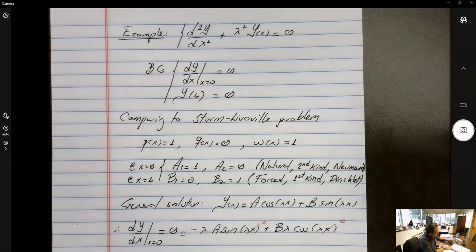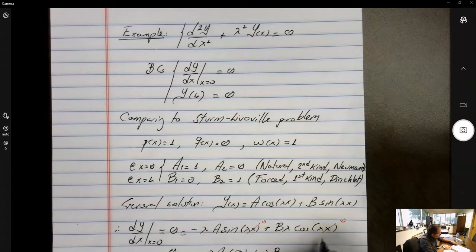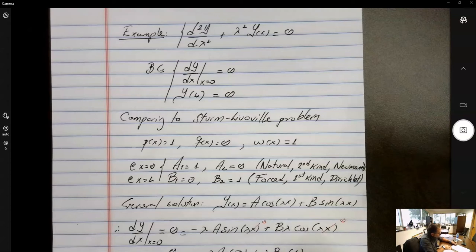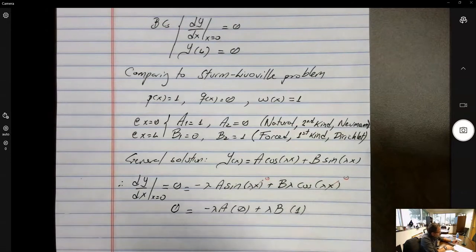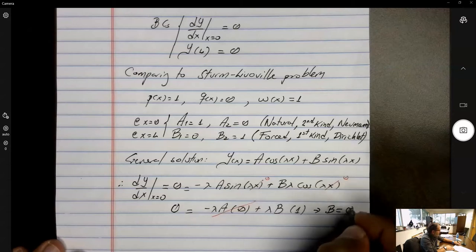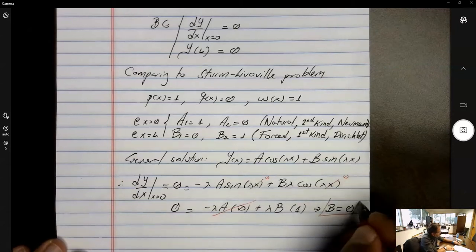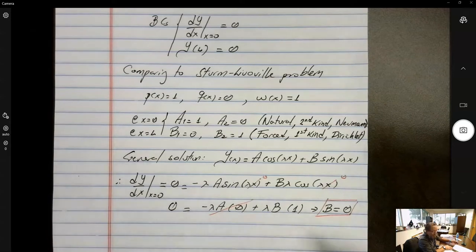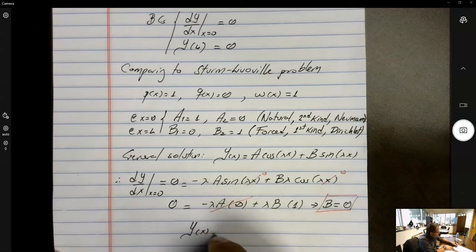So this will be 0 is equal to minus a lambda times the sine of 0, which is 0, plus lambda b times the cosine of 0, which is 1. So that means that b is equal to 0. This one will go away, and we just get that b is equal to 0. So right off the bat, we're left with y of x is equal to a cosine of lambda x.